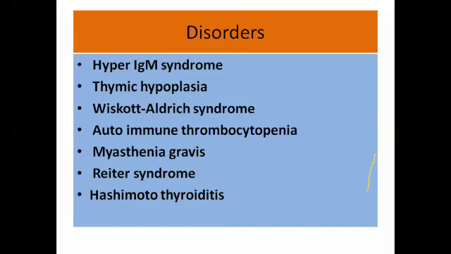And this hyper IgM syndrome is caused due to variation in the CD40LG gene. The normal range of IgM that should be there in our body in an adult is 0.4 to 2.5 g per liter. So this much normal range should be there. If it is increased, this disorder is called hyper IgM syndrome.